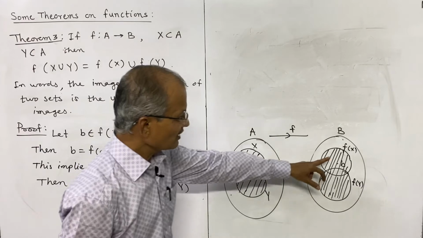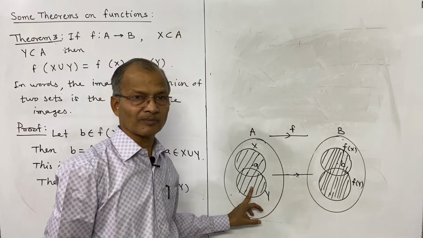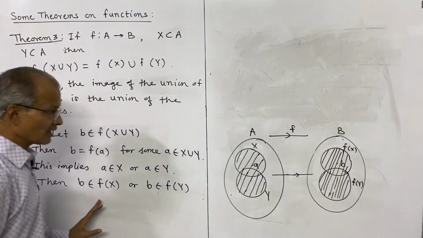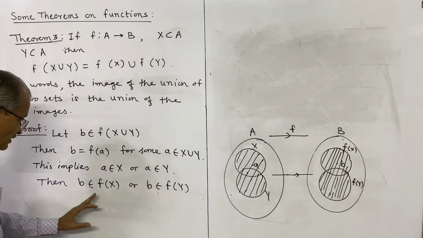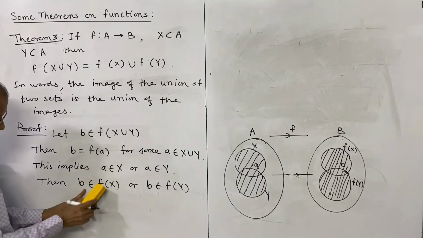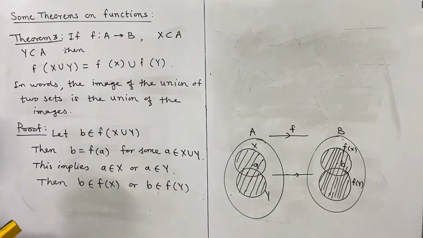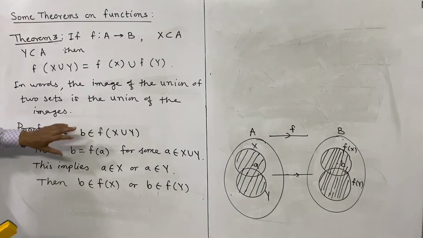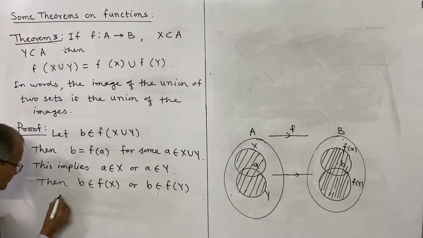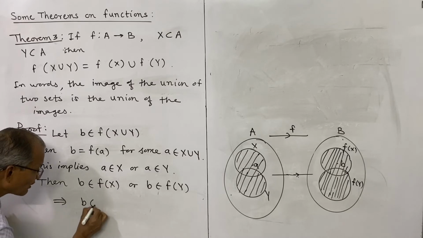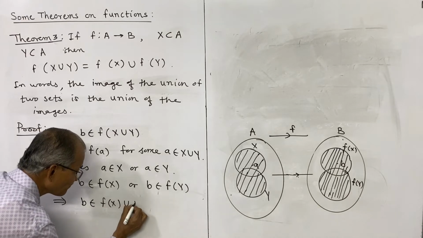If b is here, then its inverse image will be in y. So that is the case here. a belongs to x union y means a belongs to x or a belongs to y. This implies b belongs to f of x, because a is in x, or b belongs to f of y. And further, what this will imply, that we want to show this belongs to f of x union f of y. So this implies b belongs to f of x or b belongs to f of y, means b belongs to f of x union f of y.